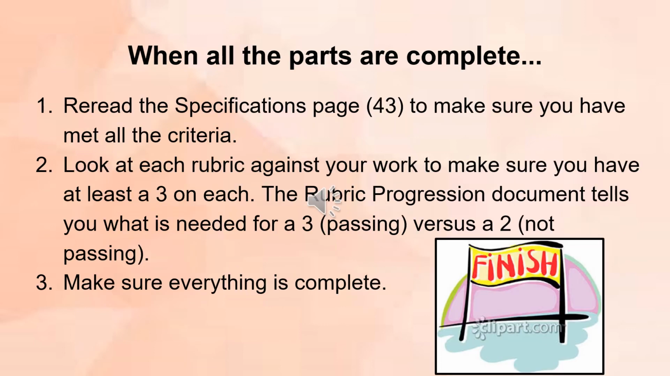Finally, when all of these parts are complete, you want to make sure you reread the specifications page to make sure you've met all of the criteria that's in your handbook. You want to make sure that you look at each of the rubrics for this task to make sure that your work looks like a level 3, at least a level 4, even better. And the rubric progression guide can help you with this. That's on your Blackboard course as well.